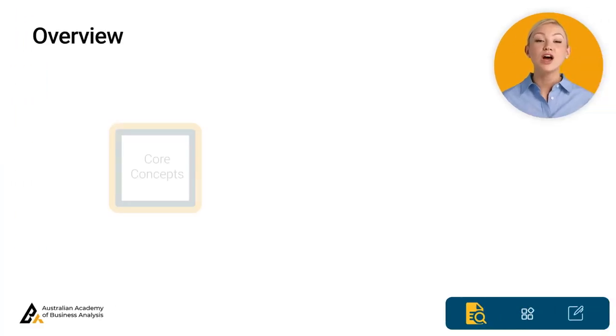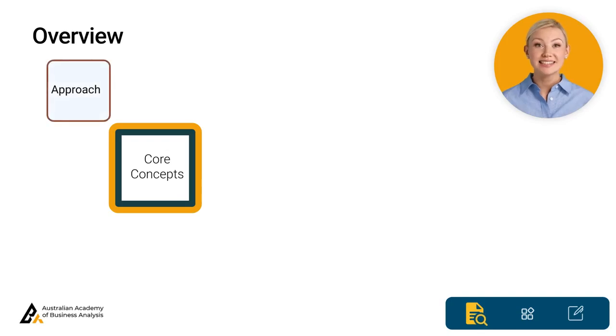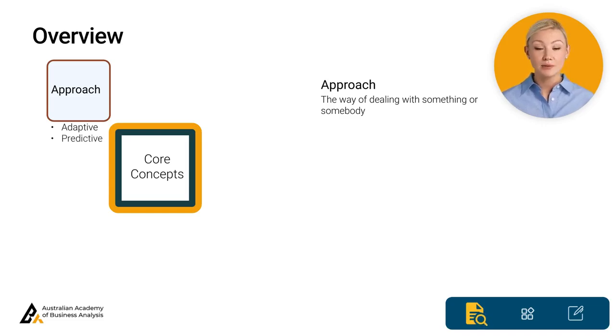To start with the core concepts of the knowledge area, first, let's explore what an approach means. An approach refers to a strategy or a way of tackling a problem or dealing with someone. For instance, when planning a change initiative, the approach could either be adaptive, which allows for flexibility and gradual evolution, or predictive, which involves a more structured and planned-out method.